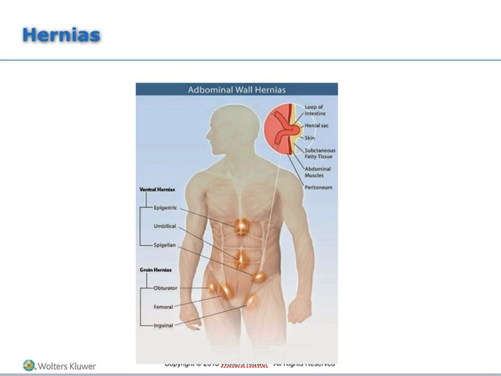There are hiatal hernias. Perhaps you've heard of them, and we're going to talk about that on another slide. Hiatal hernias, there's no bulge on the outside. Instead, they just have symptoms. Symptoms like heartburn, indigestion, swallowing problems, regurgitation, chest pain. And then based on those symptoms, we do further diagnostics to see if they actually have a hiatal hernia.